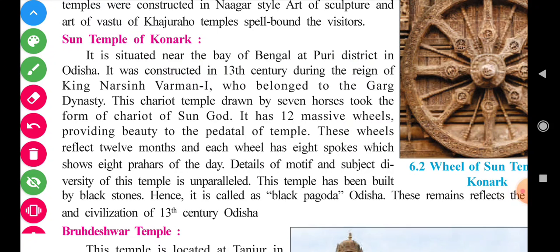It was constructed in the 13th century during the reign of King Narasimhadeva I, who belonged to the Ganga dynasty. This chariot temple, drawn by 7 horses, took the form of the chariot of the sun god. It has 12 massive wheels providing beauty to the pedestal of the temple. These wheels reflect 12 months and each wheel has 8 spokes, which shows 8 prahar of the day.